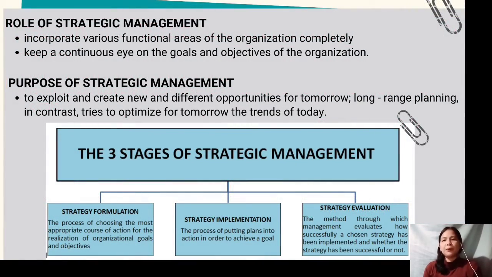And there's also a role and purpose in strategic management. First, the role of strategic management. The role of strategic management is to incorporate the various functional areas of the organization completely. What does it mean? It is to combine the marketing, operations, human resources, and finance in a firm. It also involves innovative thinking, a strategic planning process, and operational strategizing. Another role of strategic management is to keep a continuous eye on the goals and objectives of the organization. So be focused, concentrate. Even in our business roles, we must focus on our objectives, whatever the prize or goal. It is important that we learn to maintain our focus in that situation.